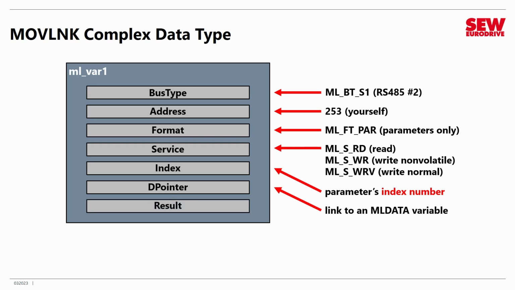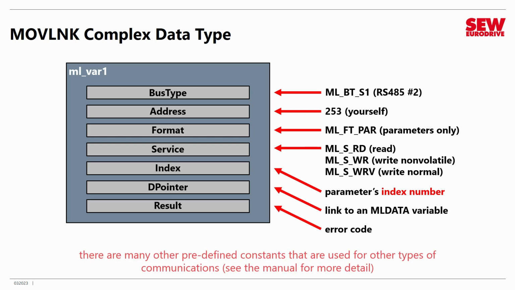And then the very last variable inside is called result. That returns an error code, basically tells you if the communication succeeded or failed. Now, there are many other predefined constants that are used for other types of communications, and I'll leave those as an exercise for the ambitious student who wants to dig into the IPOS manual and learn how this works.